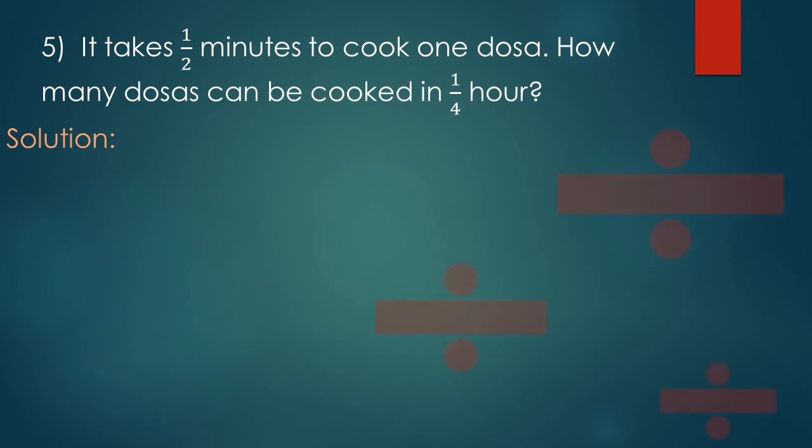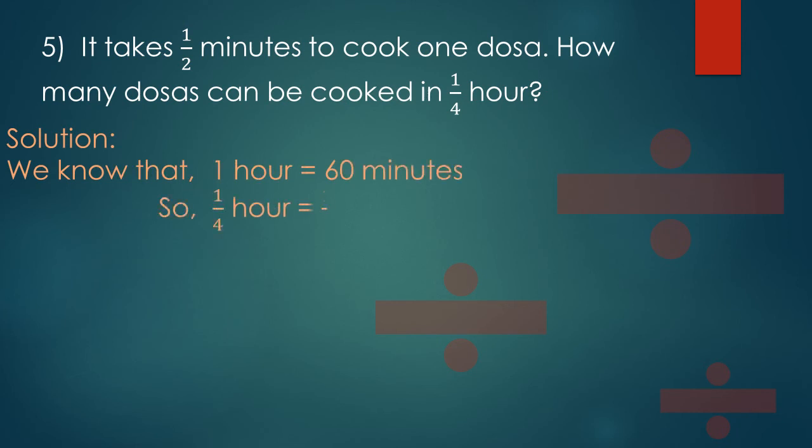See, we cannot solve this question directly because time is expressed in different units. We need to bring them to the same unit. So either convert minutes to hours or hours to minutes. Here we are converting hours into minutes. We know that 1 hour is equal to 60 minutes. So 1 upon 4 hour is equal to 1 upon 4 multiplied by 60, which is equal to 15 minutes, because 60 divided by 4 is equal to 15. Now time is in the same unit.